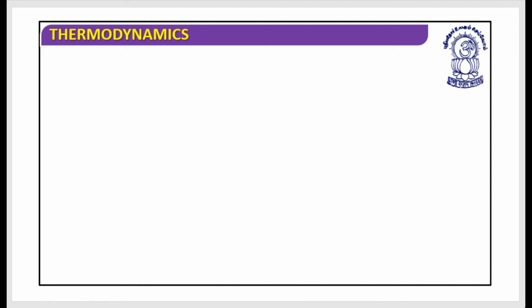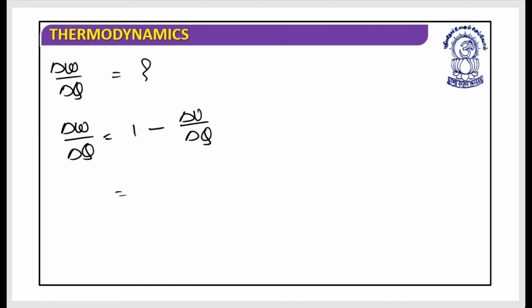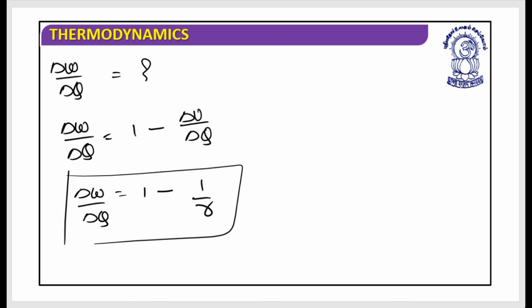And if delta W by delta Q is being asked, then delta W by delta Q equals 1 minus delta U by delta Q. So this is 1 minus 1 by gamma, which is the work done divided by the change in energy, delta W by delta Q. Please do remember this. This has very good applications based on these questions.